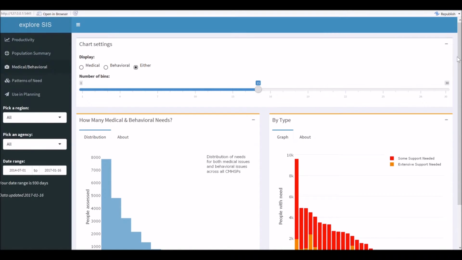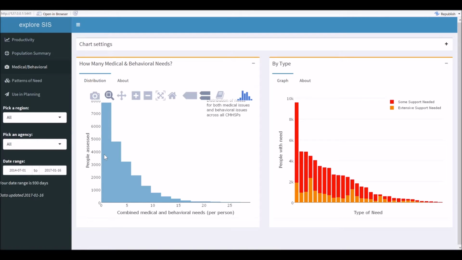So if we look here, just to summarize, we see this group of people who really has a mean of around 1 medical and behavioral need combined. That could be a medical need or a behavioral need. It's just combined medical and behavioral needs when you select both. That's 7,830 people, right? And then we move along to this group of people who have a mean of 2.9 medical and behavioral needs combined, and so on and so forth.